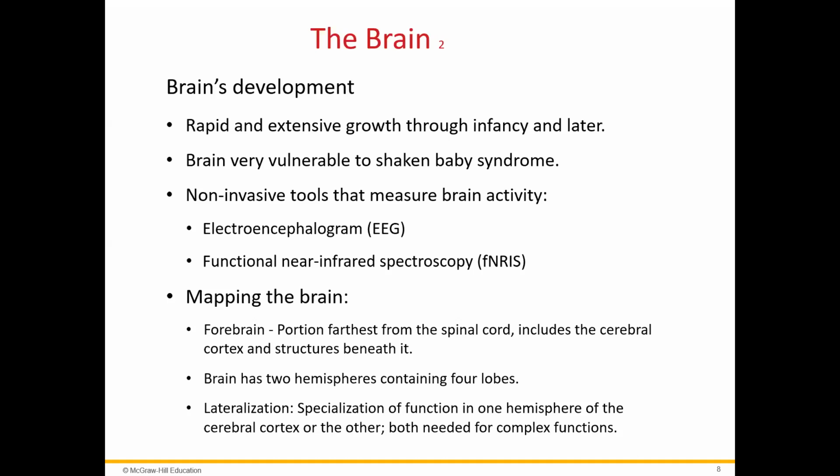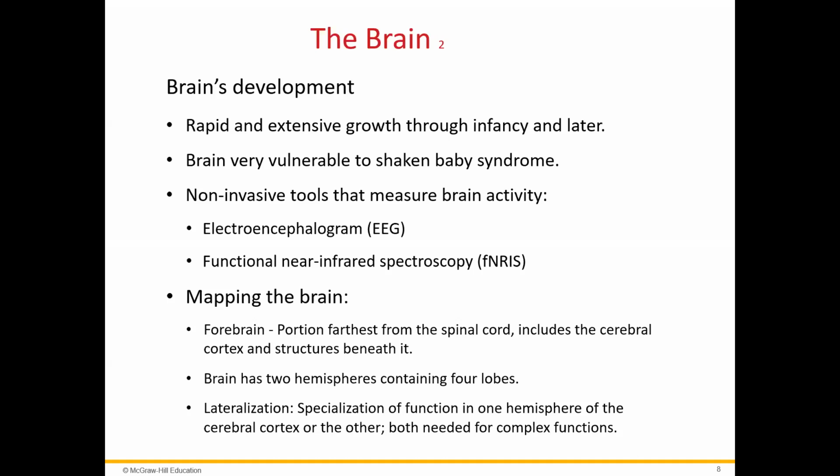First of all, let's talk just about the structure. The forebrain is the portion furthest from the spinal cord. It includes the cerebral cortex and the structures beneath it. The forebrain's like the main part of your brain. When you see a brain, what you're looking at is forebrain, like the massive structure. The other structures are much smaller and lower down. So it is the topmost part of our brain from front to back.